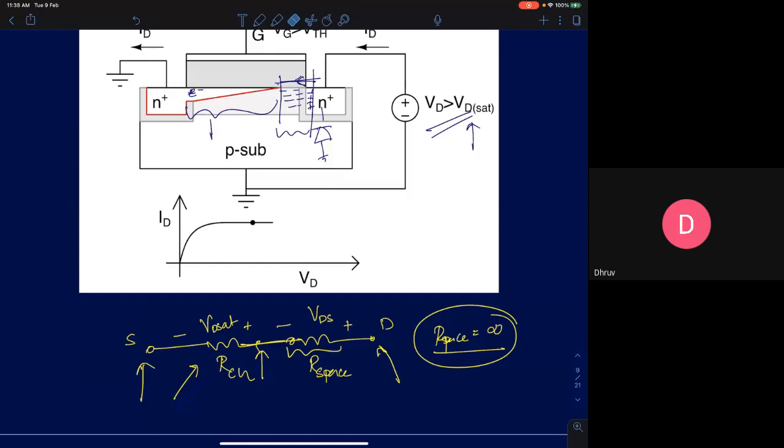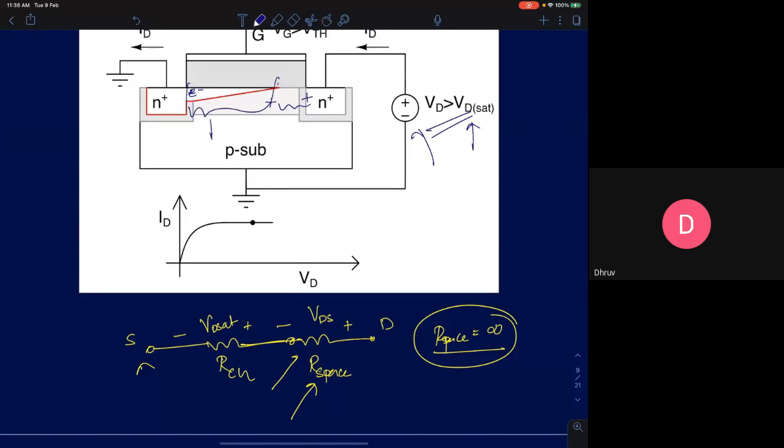So now if I apply any excess drain to source voltage, incrementally if I'm applying drain to source voltage, I have two resistors. Which resistor will take the major chunk of that excess voltage? The space charge region, right? The one which is infinite resistance will take up most of the voltage because they both are in series. There will be potential division, and most of the voltage will drop across the space charge region. So any extra drain voltage you are applying will actually drop across this region, and the voltage across the conducting region will remain more or less the same. That voltage will not change at all.